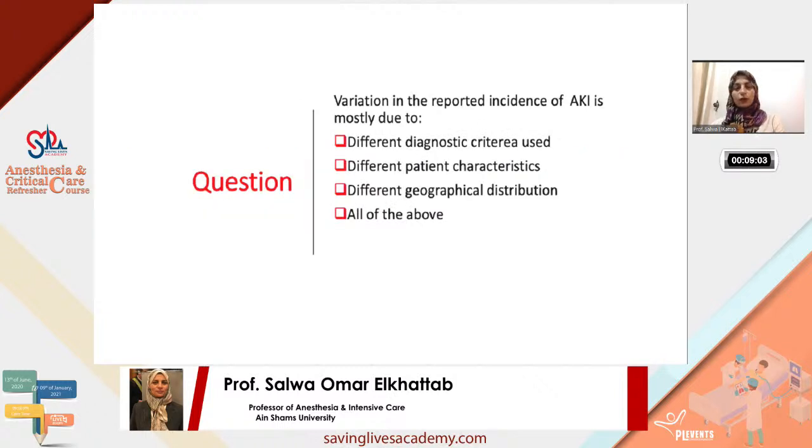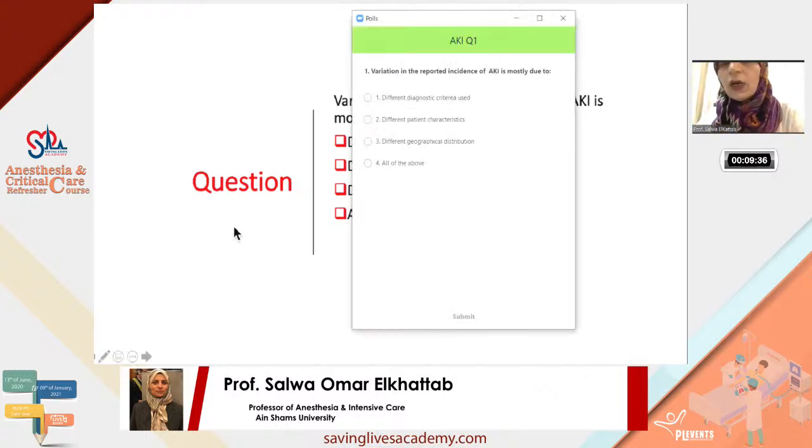Let us go to our first question. The variation reported in the incidence of acute kidney injury that we face when reading a scientific paper, these different incidence and different prevalence, what do you think it is attributed to? To different diagnostic criteria used, or to different patient characteristics, or to different geographical distribution, or all these causes might lead to different incidence that we are facing when reading acute kidney injury scientific publications.